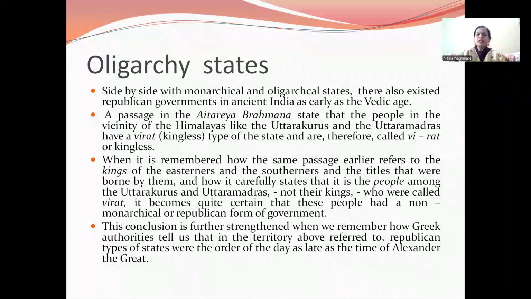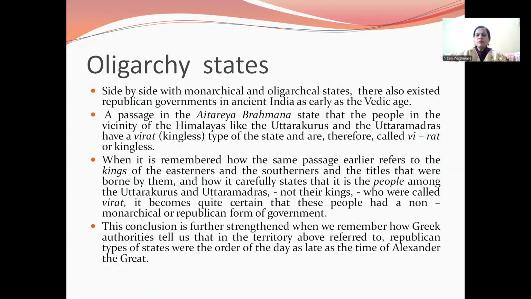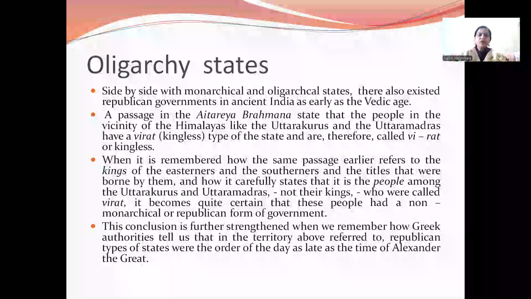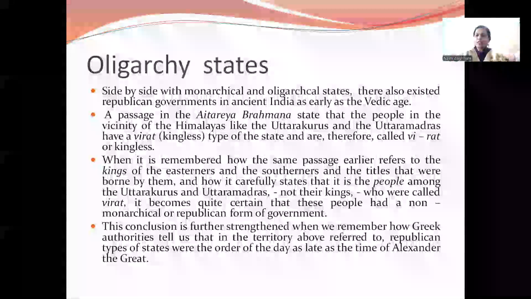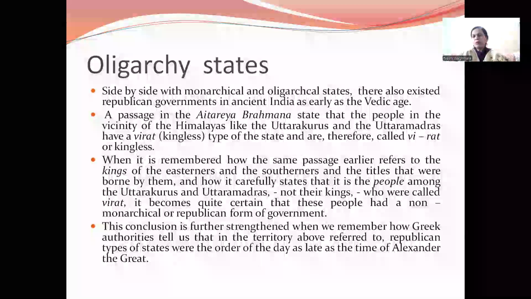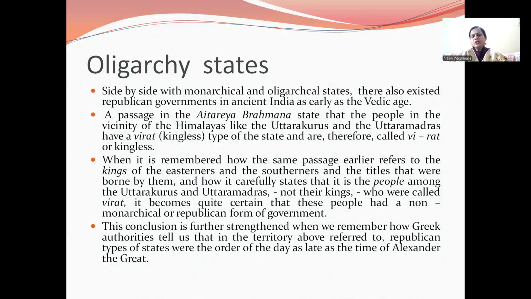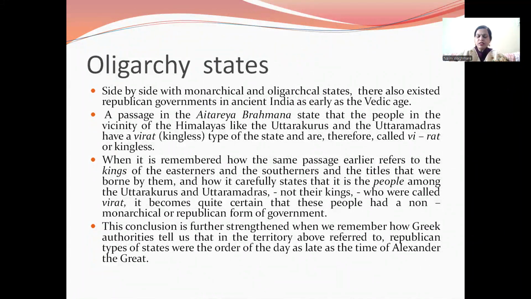A passage in the Aitareya Brahmana stated that the people in the vicinity of the Himalayas, like the Uttara Kurus and Uttara Madras, have a Virat, kingless type of state and are therefore called Virat, kingless. When it is remembered how the same passage earlier referred to the kings of the Easterners and Southerners, titles that were borne by them, and how it carefully stated that it is the people belonging to the Uttara Kurus and Uttara Madras, not their kings, who were called Virat, it becomes quite certain that these people had a non-monarchical or republican form of government. This conclusion is further strengthened when we remember how Greek authorities tell us that in the territory above referred to, republican types of states were the order of the day as late as the time of Alexander the Great.